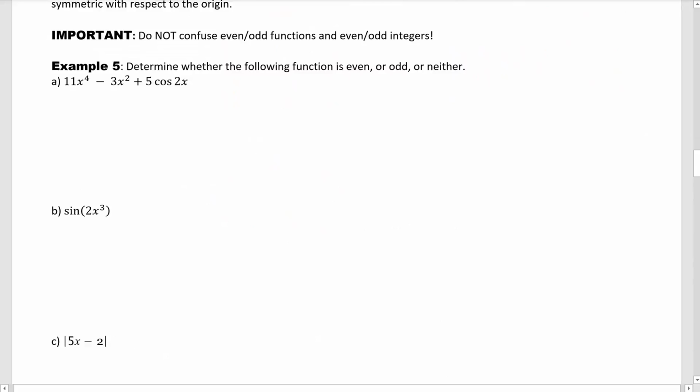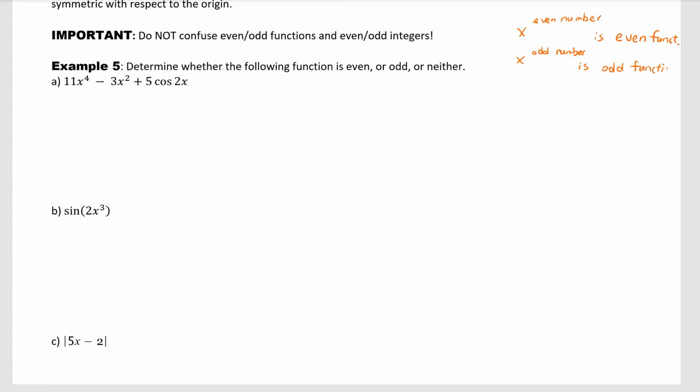But they actually have some connection, because we know x to an even power is an even function, and x to an odd power, the power functions, is an odd function. So they have some connection. This is the connection between them. Let's look at example 5.